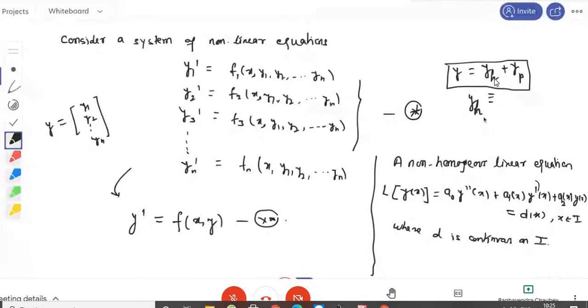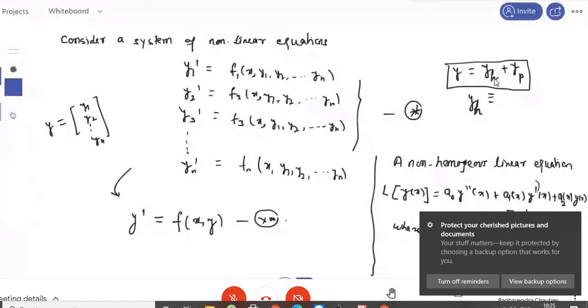Sir, what is written for D? These are continuous, basically. Okay, sir, where these are continuous functions on that interval, basically. Okay.